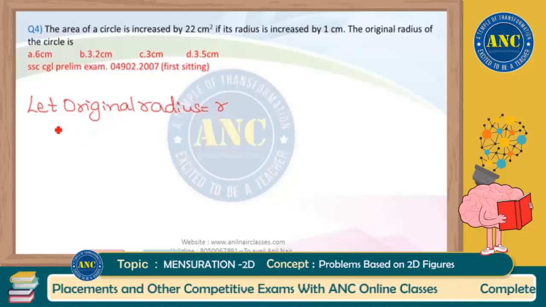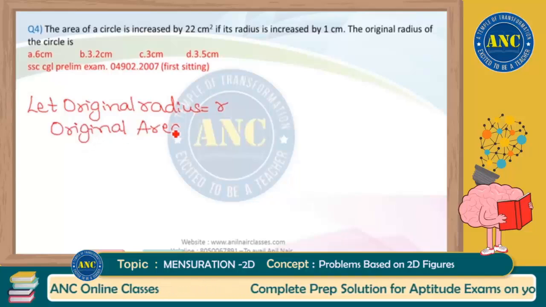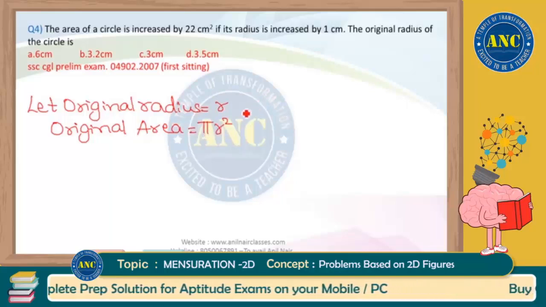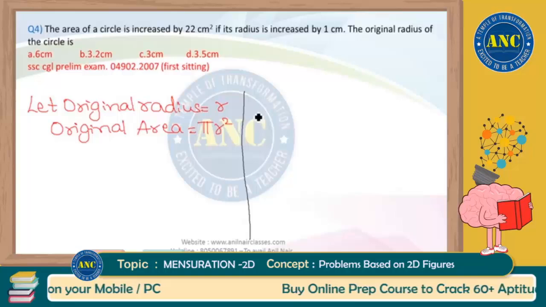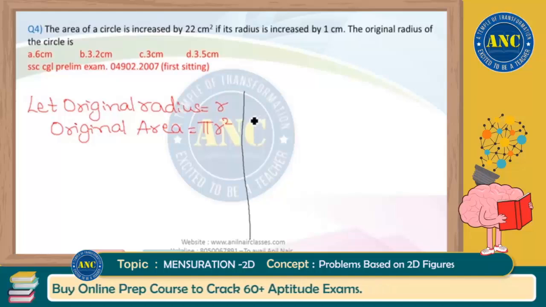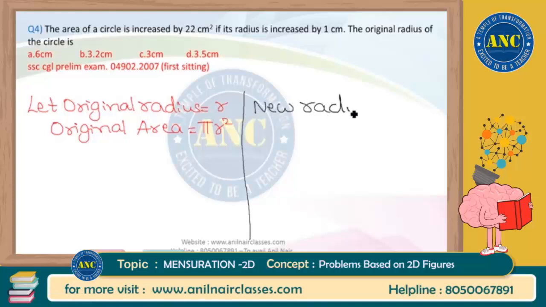Now if the original radius is r, then my original area will be how much? Area of a circle is nothing but pi r square, so it is pi r square. Now what I will do is, I will increase the area by 22 centimeter square. When will I increase the area by 22 centimeter square? If the radius is increased by 1, that means my new radius becomes, earlier it was r, increase it by 1, it becomes r plus 1. New radius becomes r plus 1.